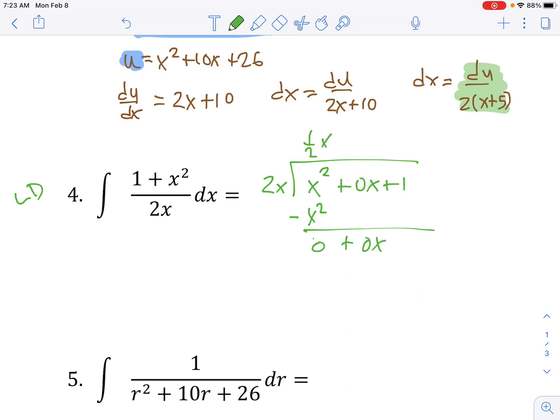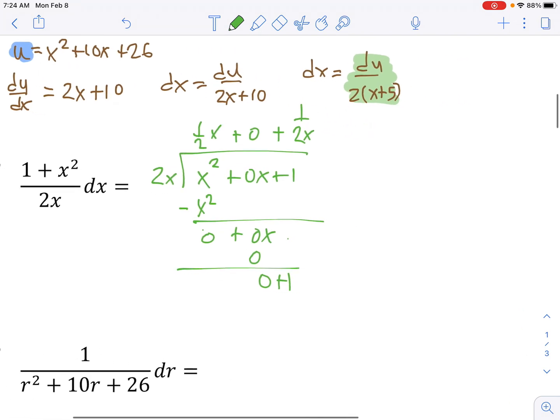which is going to go in 0 times. And then the 1's going to come down, so I can subtract that, I guess. And then we can bring the 1 down, which is smaller in power than 2x. So we have plus 1 over 2x. Okay, so this is equivalent then to the integral of 1/2 x plus 1 over 2x dx.